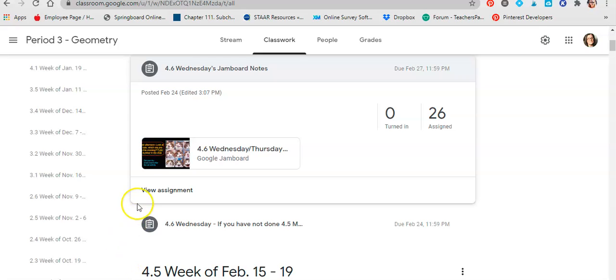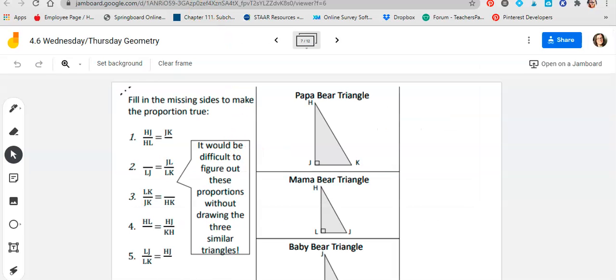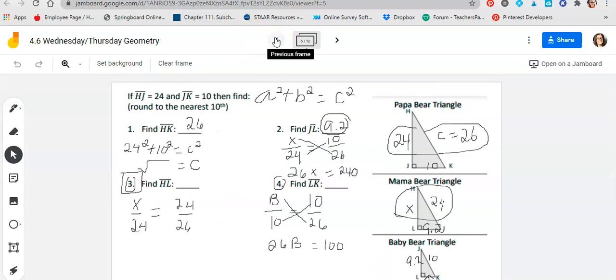So today I need you to go into Google Classroom and find 4.6. It'll either say Wednesdays or Wednesday, Thursdays Jamboard notes. So it's the last Jamboard that we were working on. Get into that Jamboard, and the last thing we left off on was slide 6.